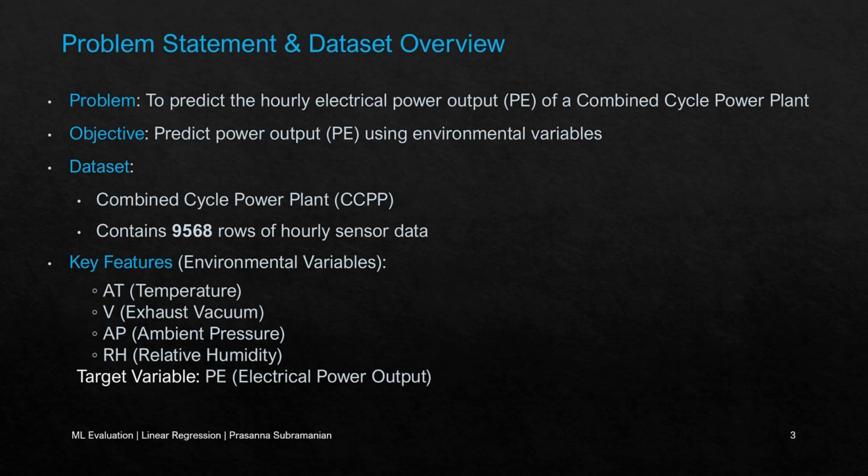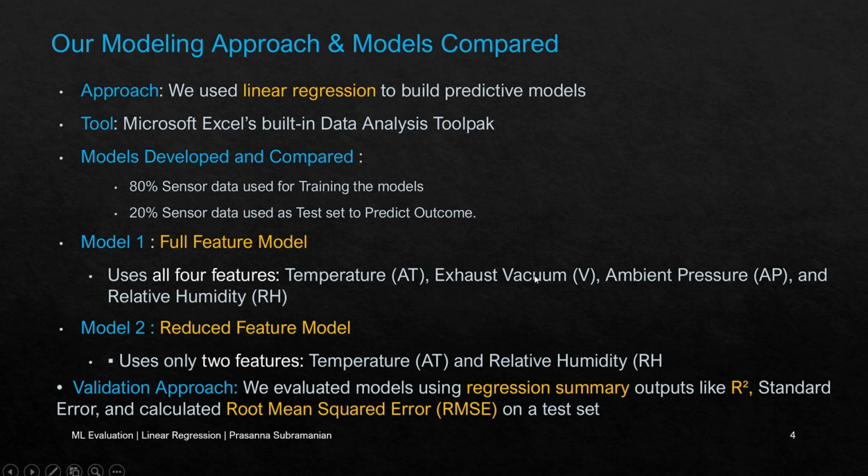The key features, which means the environmental variables, are temperature, exhaust vacuum, ambient pressure, and relative humidity. These are the input variables, and the target variable is PE, the electrical power output.